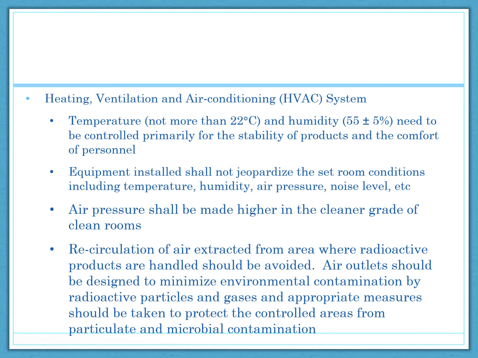So for the HVAC system, temperature should be not more than 22 degrees. Humidity is between 55 plus minus 5. And then equipment installed should not jeopardize the set room condition in terms of temperature, humidity, air pressure, and the noise level. The air pressure shall be made higher in the cleaner grade of clean room. Recirculation of air extracted from the area where radioactive products are handled should be avoided.